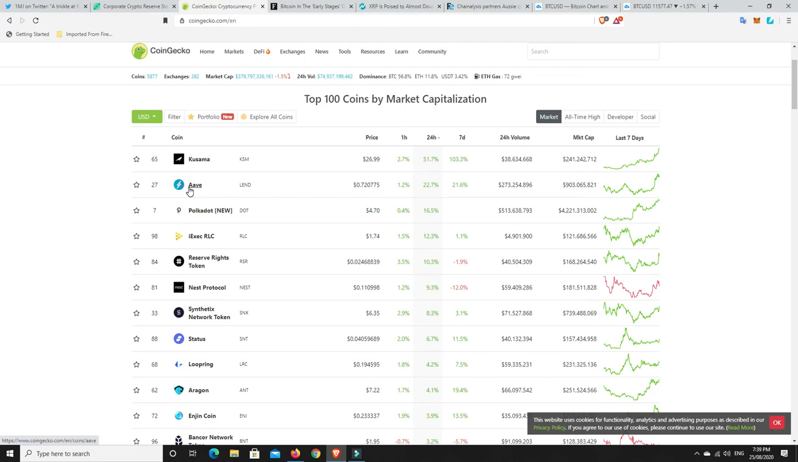So Aave have now opened a fiat gateway for UK people. Over in the UK, they can now just buy straight into DeFi without having to buy cryptocurrencies and swap them and all the rest of it. Just put straight cash in. So they've been licensed over in the UK. That's really, really big news, and that's already started to show with the 22% pump.